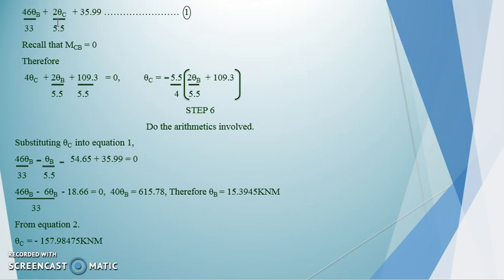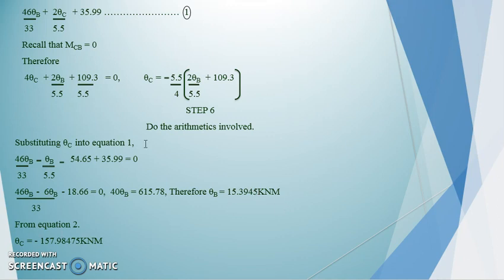Substitute that into what you already have in equation 1 that you formed yourself. So substitute theta C into equation 1, you have this. When you do your arithmetic well, you will get this. So from here now, you solve to get theta B. So theta sub B will give you 15.395 kilonewton meter.